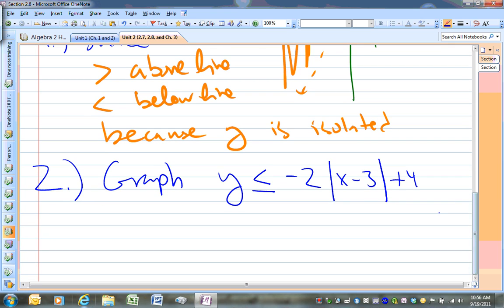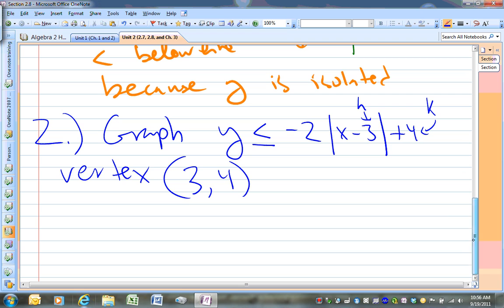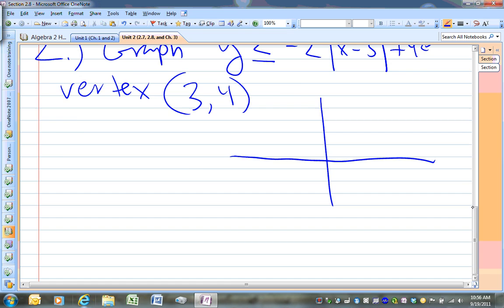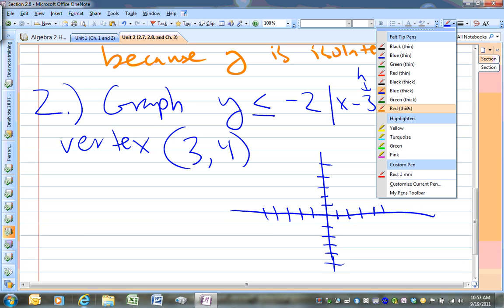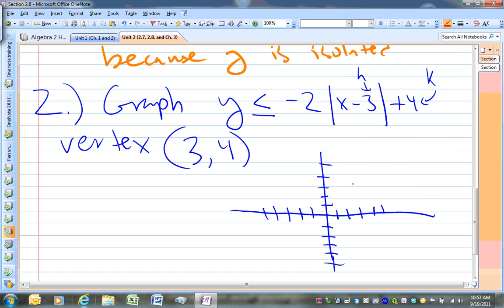Now today in class we actually did some board work in which we plotted absolute value functions. So the vertex is 3, 4, because remember that's h and that's k. So we plot that. 1, 2, 3, 1, 2, 3, 4, and probably do a few more tick marks since that makes sense. So we plot 3, 4.